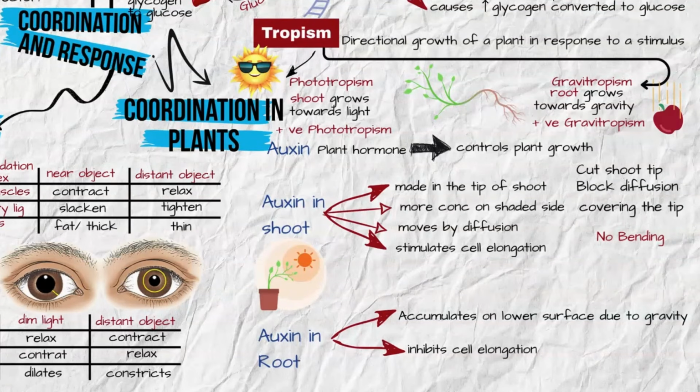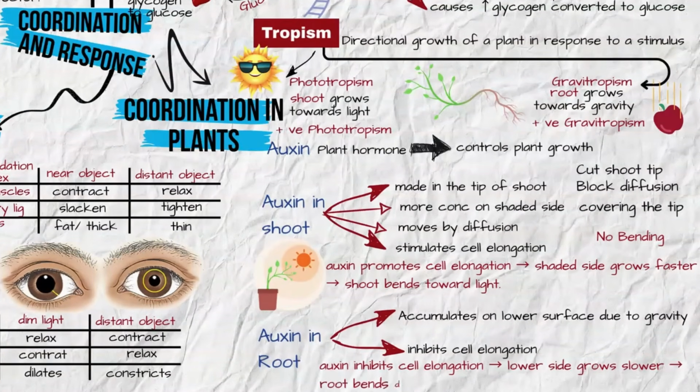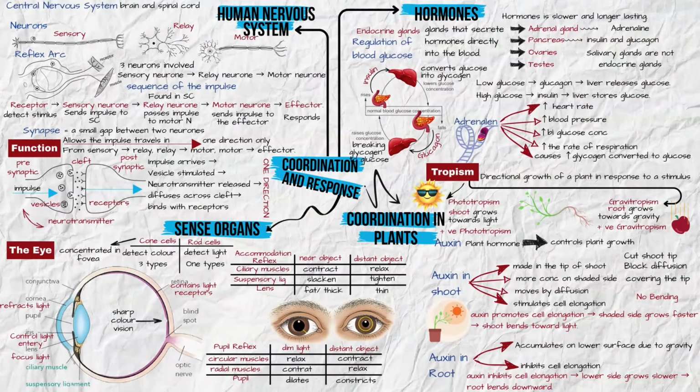Let's recap. In shoots, auxin promotes cell elongation. Shaded side grows faster. Shoot bends toward light. In roots, auxin inhibits cell elongation. Lower side grows slower. Root bends downward. That's the end of coordination in plants, and the end of Chapter 12. You've now covered the full chapter: human nervous system, sense organs, hormones, and coordination in plants.